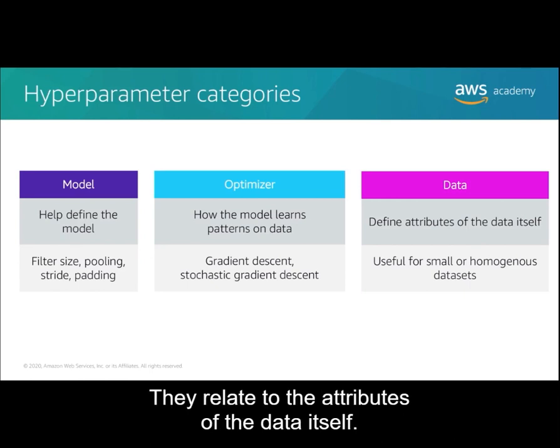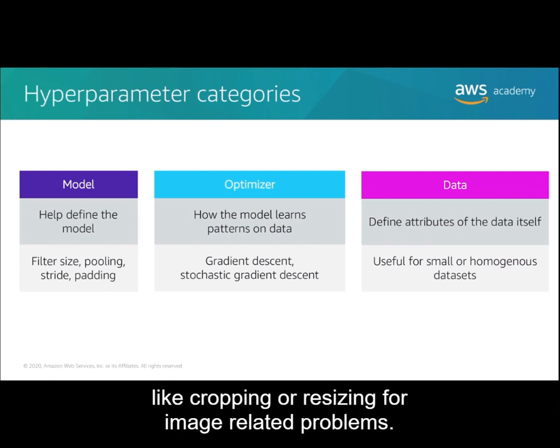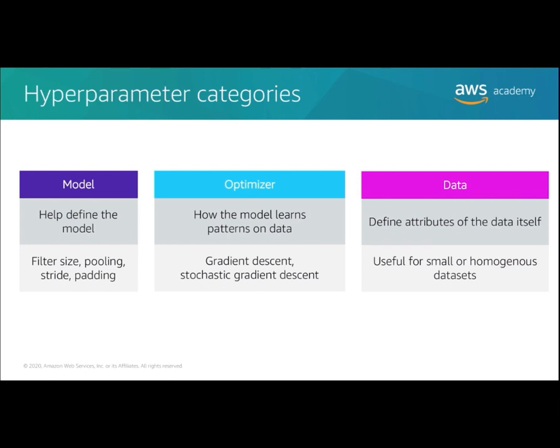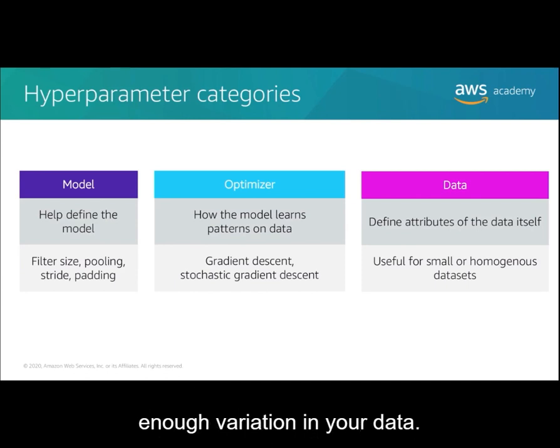The third kind are data hyperparameters. They relate to the attributes of the data itself. These include attributes that define different data augmentation techniques, like cropping or resizing for image-related problems. They're often used when you don't have enough data or enough variation in your data.